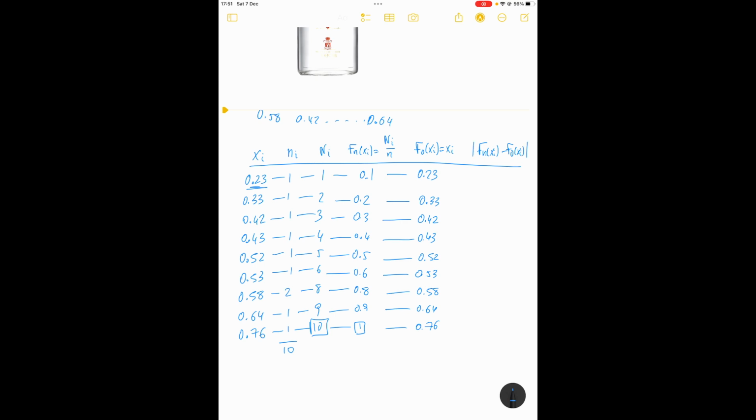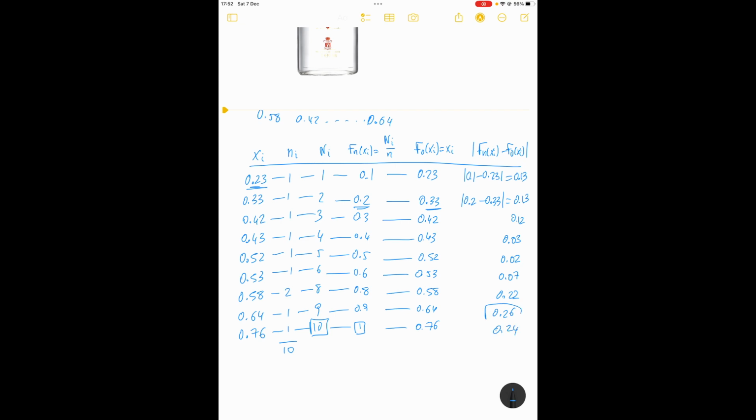And now we have to take the Fn, the one we have observed, minus the theoretical one, in absolute value. So here, for example, it will be 0.1 minus 0.23. In absolute value, this is 0.13. The next one will be 0.2 minus 0.33. In absolute value, again, it is 0.13. We fill this, and then we have 0.12, 0.03, 0.02, 0.07, 0.22, 0.26, and 0.24.